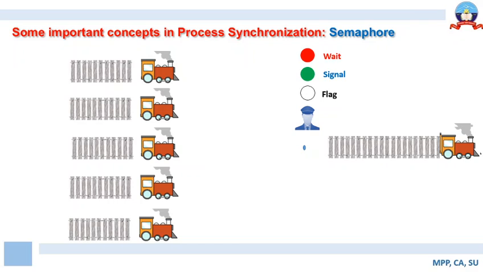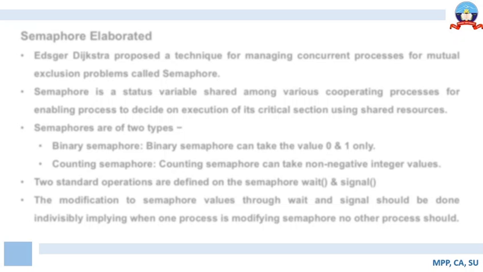This variable that is used by the route master in order to coordinate the activities of various trains utilizing a single route is called a semaphore. So a semaphore is a coordination variable used by the route master in order to facilitate use of a shared resource or a shared route by multiple trains. Now let us try and understand semaphores in greater detail.